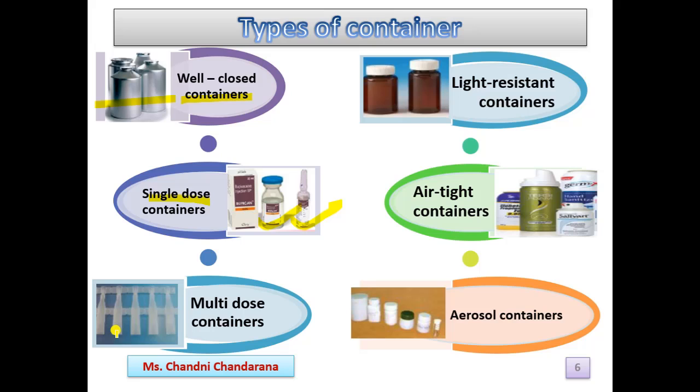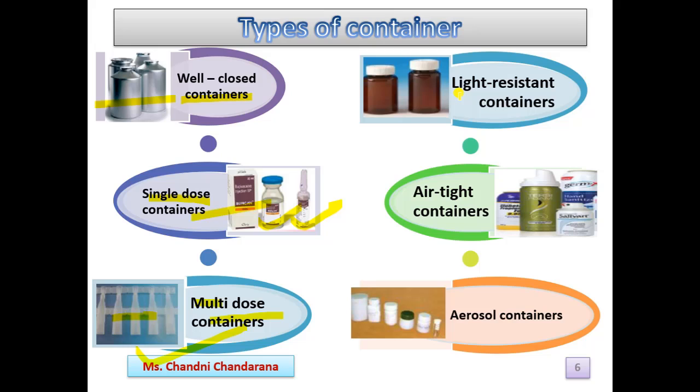Now the next is the multi-dose container. So here we can see what is multi-dose. For example, the vials. Multi-dose containers allow the withdrawal of doses at various intervals without changing the strength, quality or purity of the remaining portion. These containers hold more than one dose. These are multi-dose containers. And this is a single dose container.